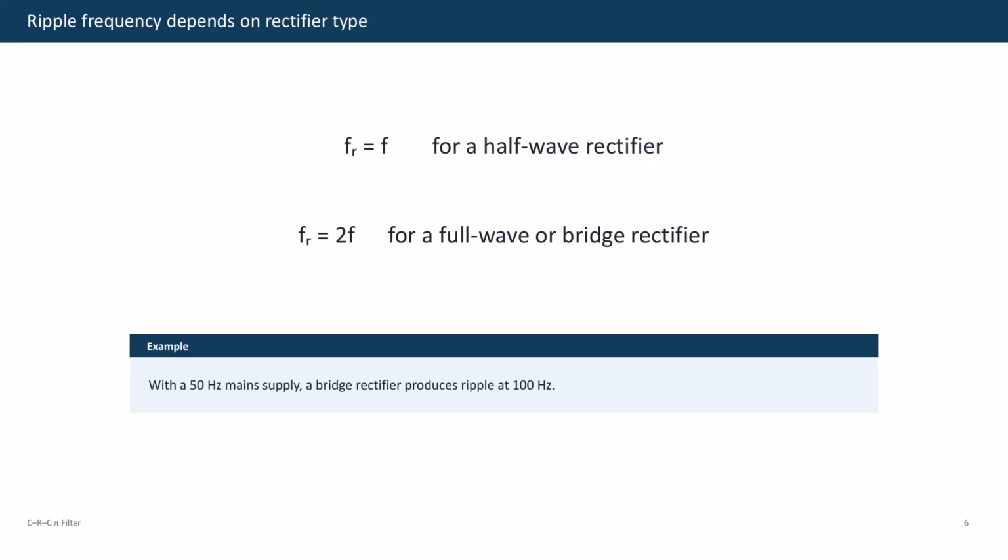The capacitor discharge interval depends on how often charging peaks occur. For a half-wave rectifier, one charging peak occurs per mains cycle, so the ripple frequency equals the mains frequency. For a full-wave or bridge rectifier, two charging peaks occur per cycle, so the ripple frequency is twice the mains frequency. Thus, 50 Hz becomes 100 Hz.